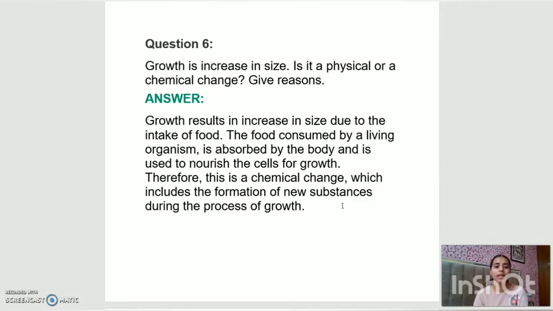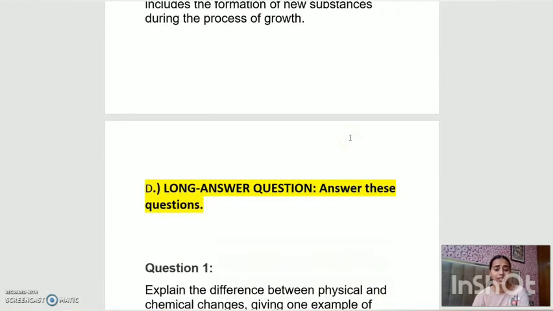The food consumed by a living organism is absorbed by the body and is used to nourish the cells for growth, right? Therefore, student, this is a chemical change where new products or new things are formed, which includes the formation of new substances during the process of growth. We grow, our eyes grow, our hands grow, our muscles grow, right? So new substances, new things are formed during the process of growth. So that means that is a chemical change. So by this we have completed the short answer questions.